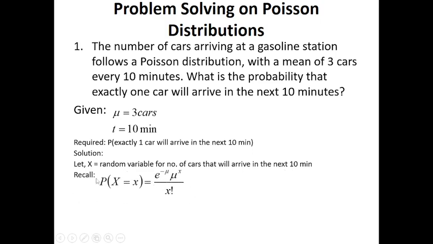So, this is now the formula. The probability that the random variable x is equal to a specific value x is equal to e. Take note that e is 2.71828 and so forth and so on. In the calculator, this is the value, right? It is a non-terminating, non-repeating decimal number. Therefore, it is an irrational number, right?